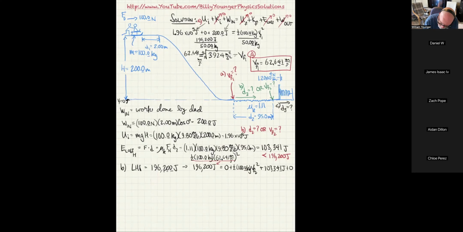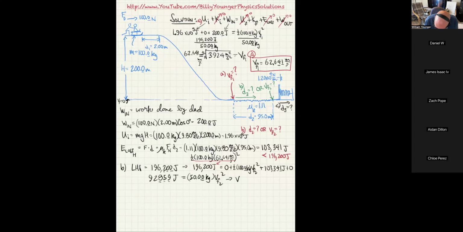Whoa, might want to write with a marker again. 92,859 joules. And that cut us down to 2 sig figs. That's entirely just on the left hand side. That's equal to 50.00 kilograms times V final sub 2 squared.